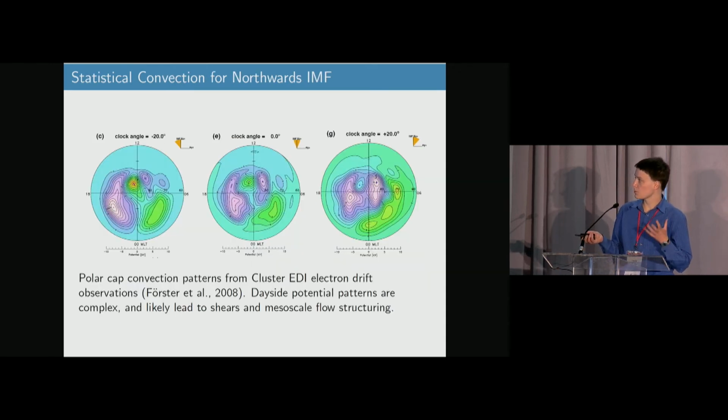So this is just another similar example from a different paper. This is from the Cluster statistical maps from the Cluster Electron Drift Instrument. It's basically looking at different clock angle positions, so kind of greater resolution of what was shown on the previous slide. And yeah, in this dayside noon sector region, when you have northward IMF, or northward IMF with some BY component, you do get these very complex convection patterns that are basically a prime situation for shears, for various flow patterns and mixing that could contribute to heating.